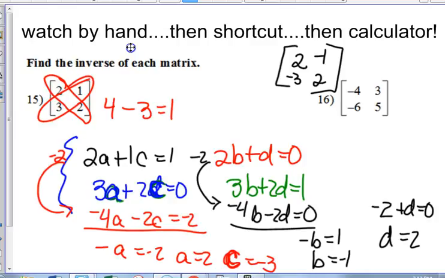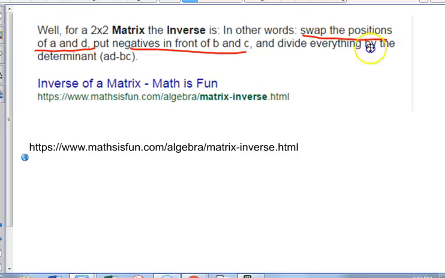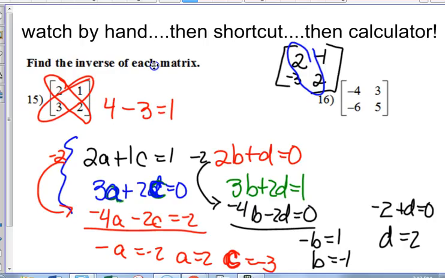So go back here for me. Swap the position of those 2's. Did we do that? Maybe. And then take this diagonal and change the numbers. But it also says, then divide everything by the determinant. Well, what was our determinant? Was 1, so it didn't change anything. Okay? This next one would not be so nice.